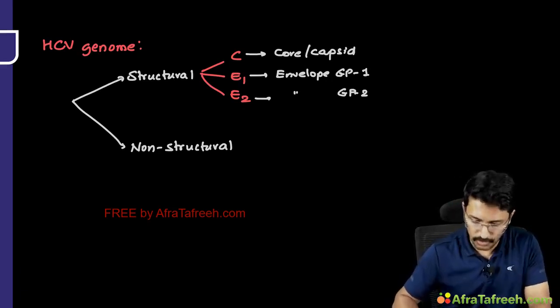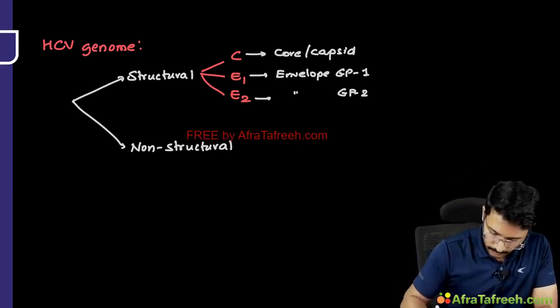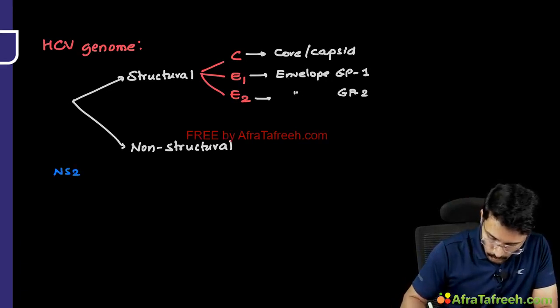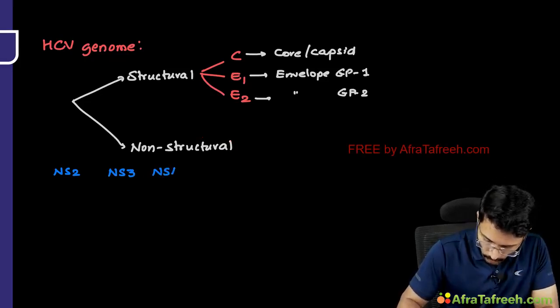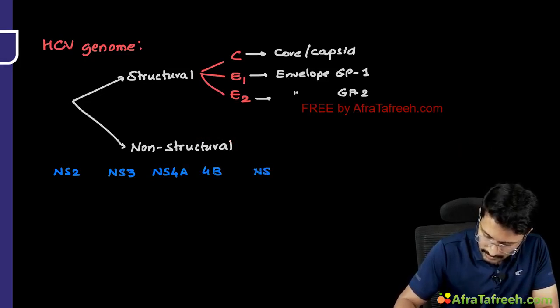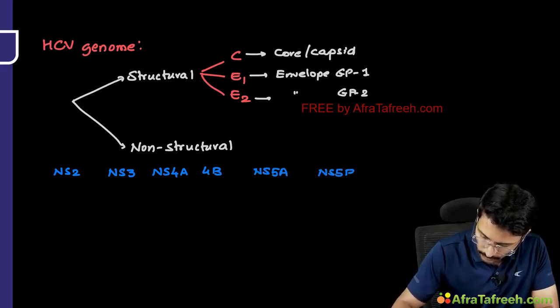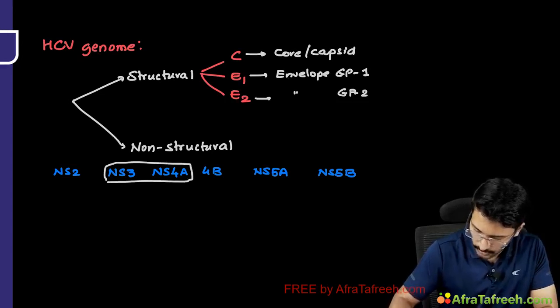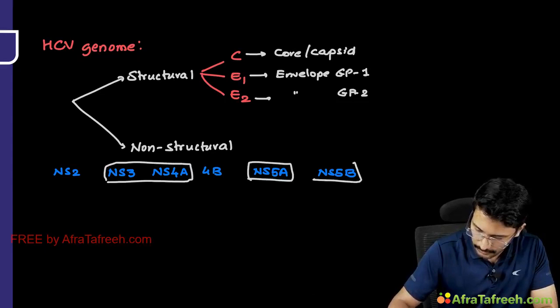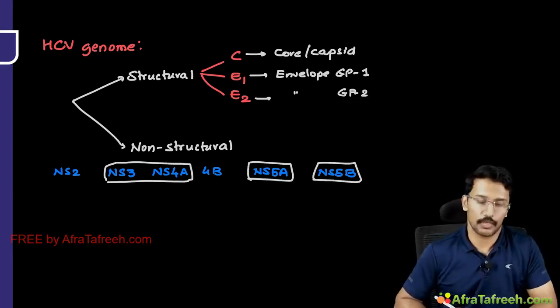Now, when you look at the non-structural segment of the genome, we have NS2, then we have NS3, where NS stands for non-structural, then NS4A, 4B, and then we have NS5A and NS5B. Among these, I'm just making a short list: NS3 and NS4A, NS5A and NS5B are important for us. I'll tell you why.